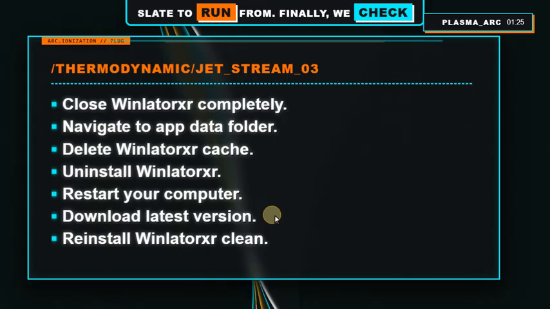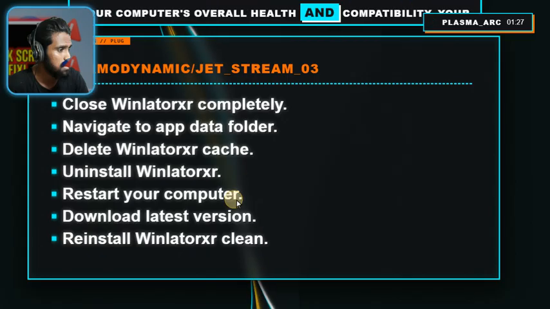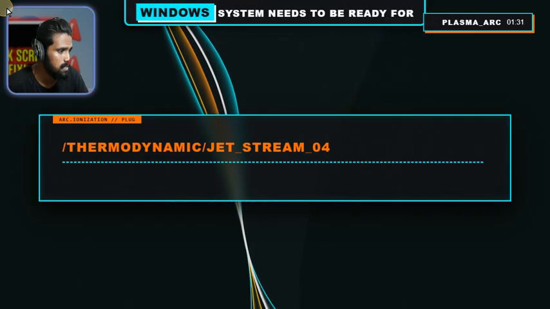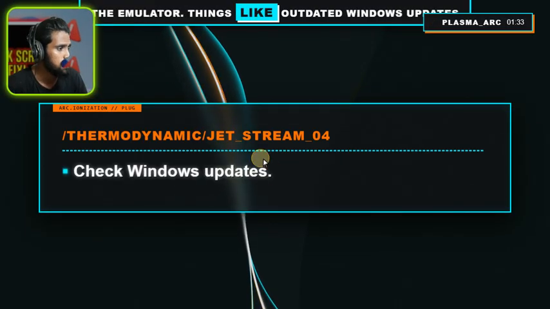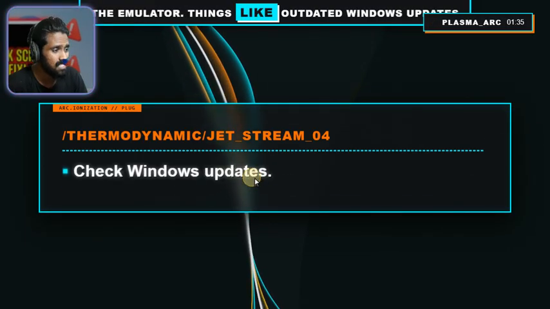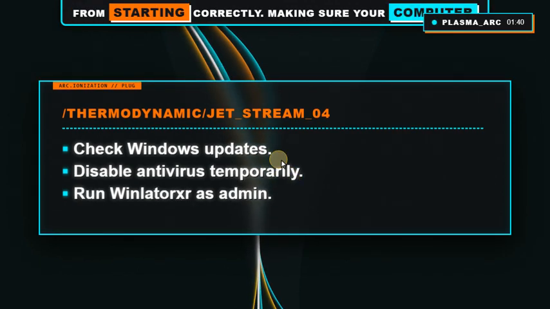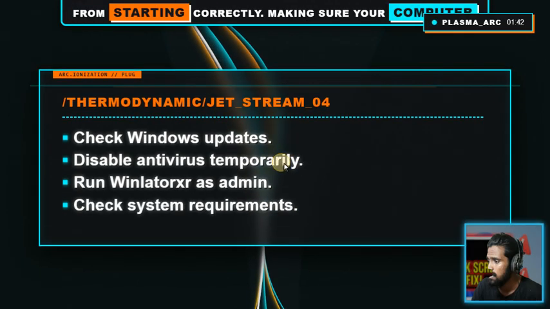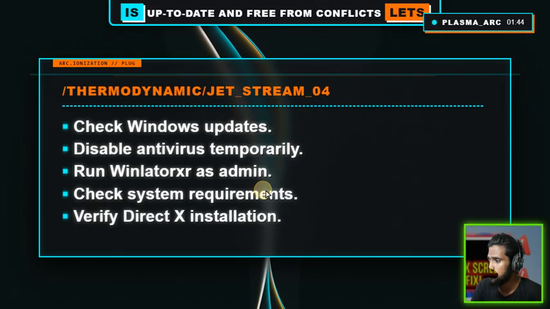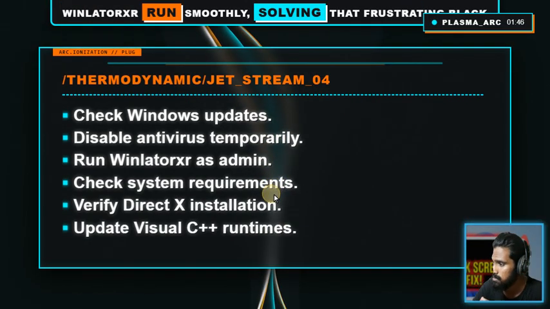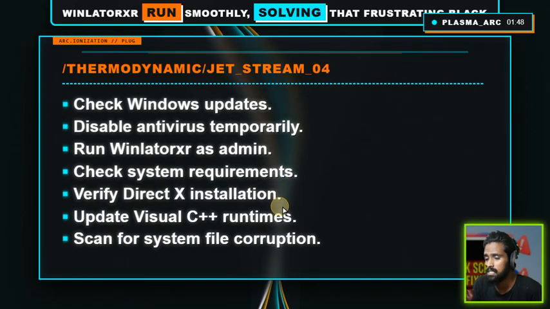Finally, we check your computer's overall health and compatibility. Your Windows system needs to be ready for the emulator. Things like outdated Windows updates or missing basic software can stop Winlatorxr from starting correctly. Making sure your computer is up to date and free from conflicts lets Winlatorxr run smoothly, solving that frustrating black screen.